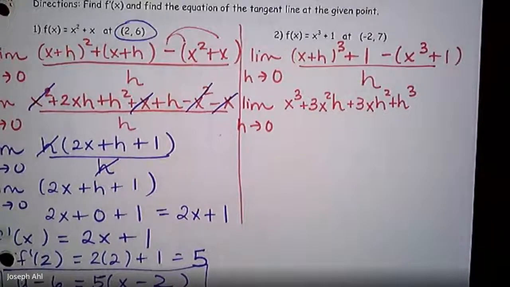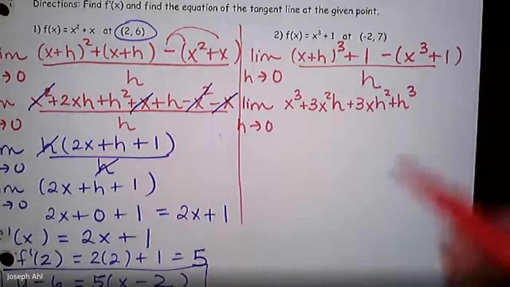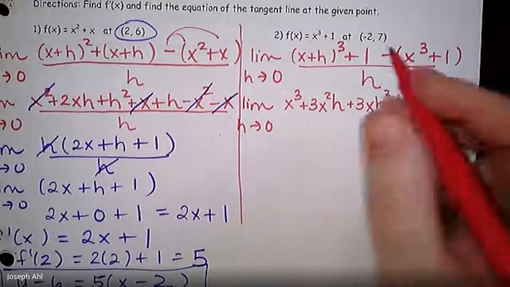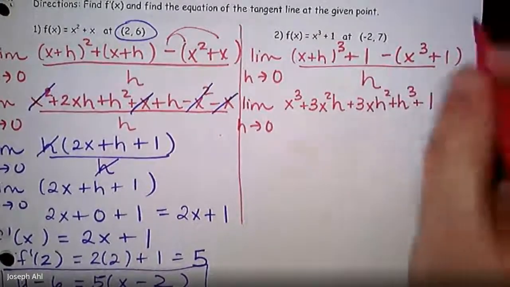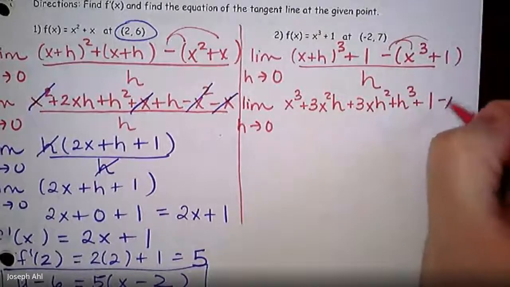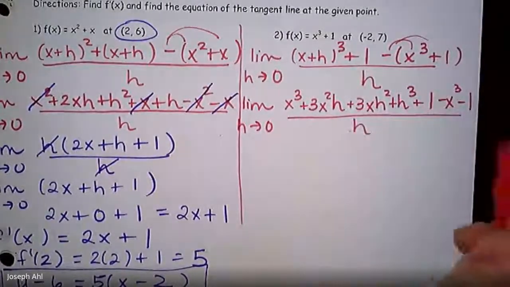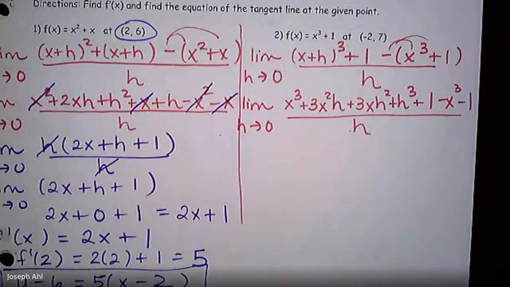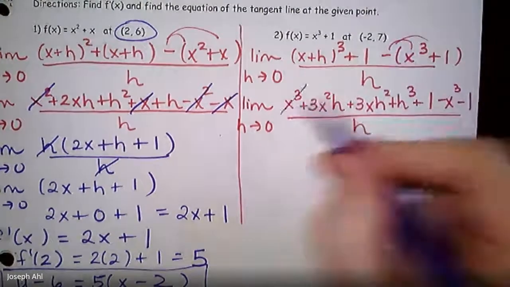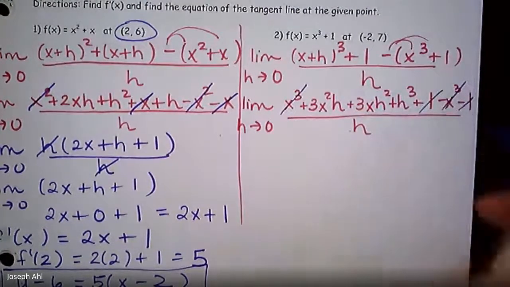All right, so that's what (x plus h) cubed looks like. I would almost just memorize it. It's going to make your life a little bit easier. All right, now that I have that, don't forget about that plus 1 up here. Distribute the negative to get minus x cubed minus 1, all over h. Okay. So now we're at the stage where we can cancel some things. We get x cubed and negative x cubed to go away, 1 and negative 1 to go away.